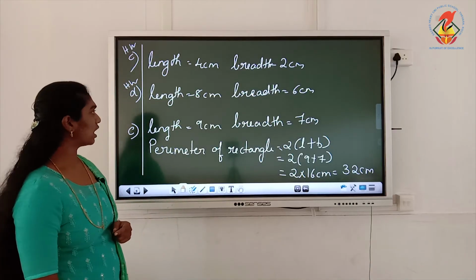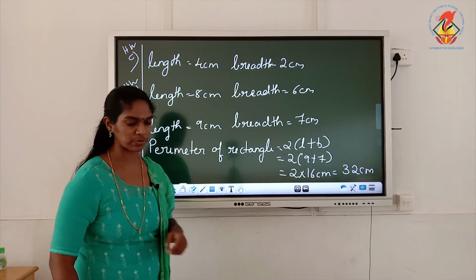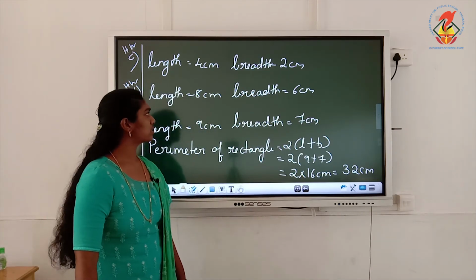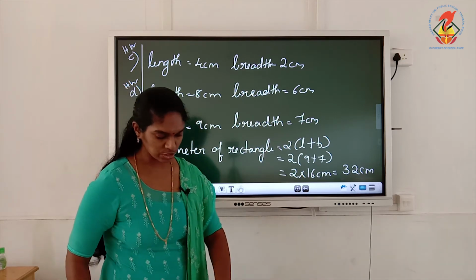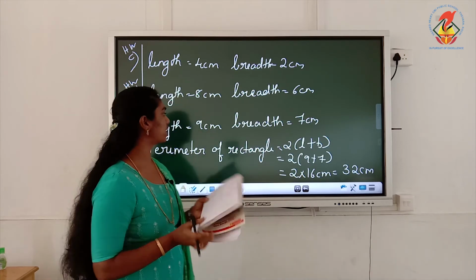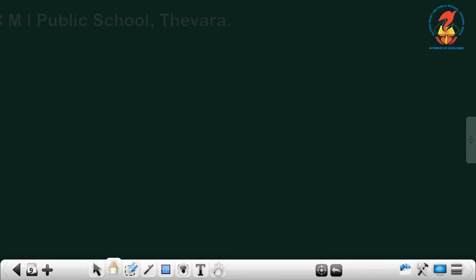Okay, children? Understood how to find the perimeter of a square and a rectangle? Understood? This is how you find the perimeter of a square and the rectangle. Now children, we will move on to the next set of questions.